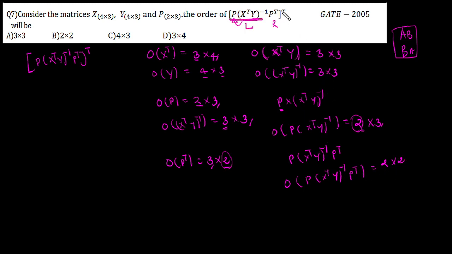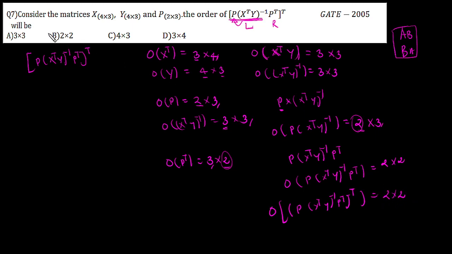Now they are asking about the order of this whole transpose. Again, it is a square matrix, so taking the transpose does not make any difference. Let's write it quickly here. The order we have to find out finally, our final step to reach the answer, is the order of the whole transpose of P times (X transpose Y) inverse times P transpose. It is nothing but again 2 cross 2.